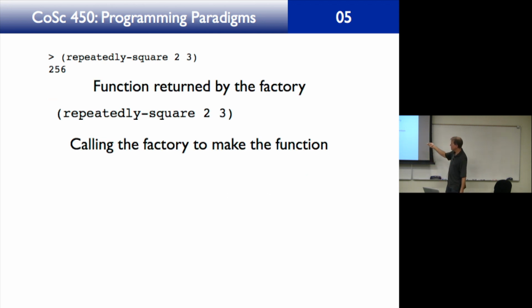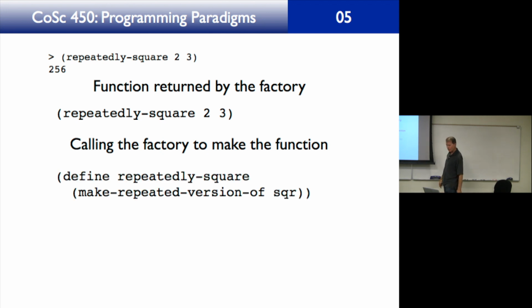But now, so we'll summarize it up here. Here's our example. Repeatedly square 2, 3, and it's got to give us 256. The function returned by the factory is repeatedly square 2, 3. But now, what about calling the factory to make the function? How will we do that? In other words, before we actually look at the code, let's try to understand what the parameter to the factory is. So what do you suppose the parameter to the factory should be? How many parameters will there be?